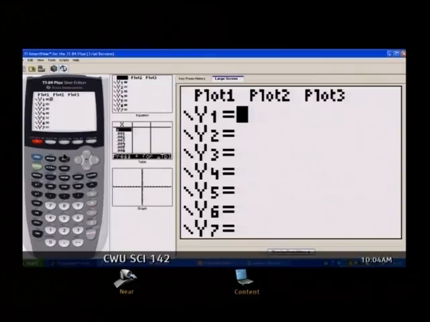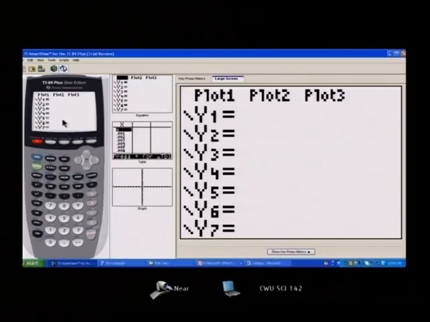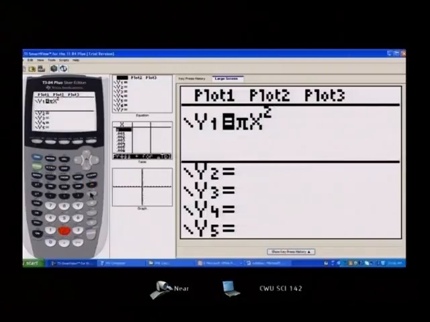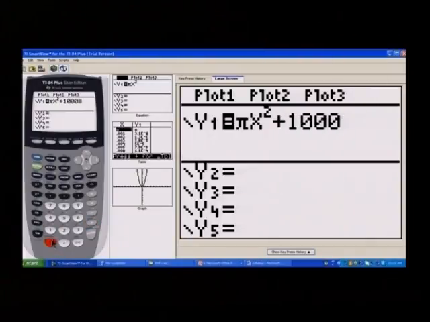So let's go ahead and see if we can't figure that out. All right, let's go ahead and enter the equation that we just came up with. So under y equals, go ahead and enter your equation. It was pi r squared, and since there's no r on this calculator, we're going to use x, plus 1,000 divided by r again, which we're representing with x. Okay, so check your equation, pi x squared plus 1,000 divided by x.